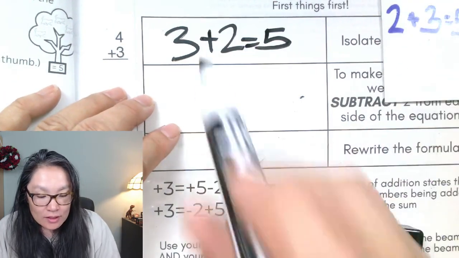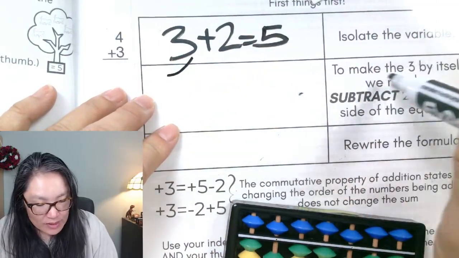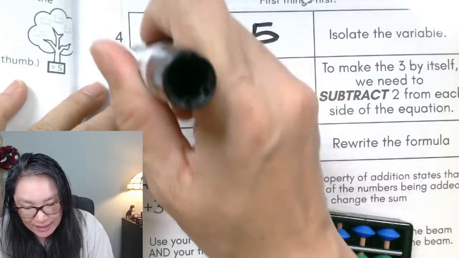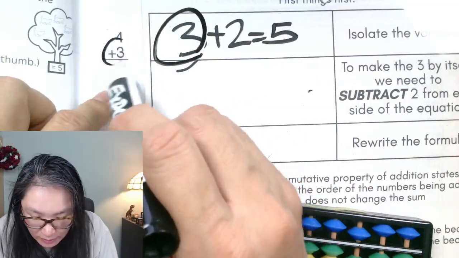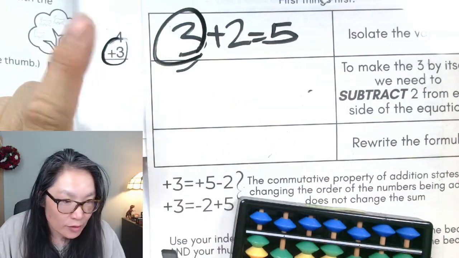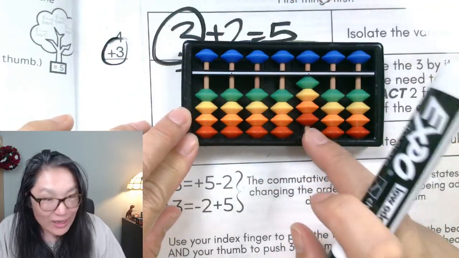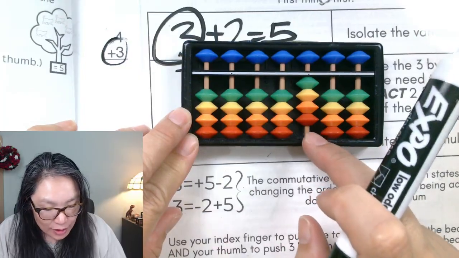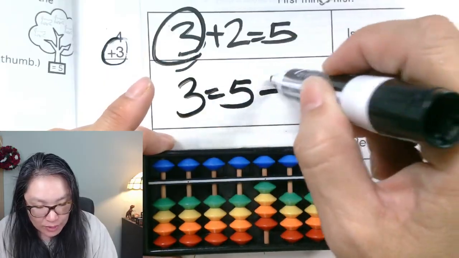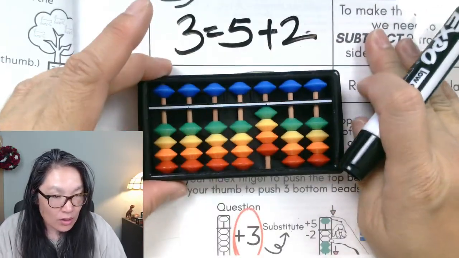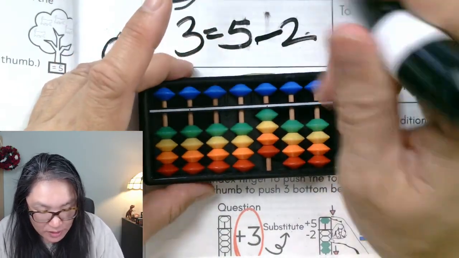Wow. So what we're going to do is we're going to isolate the variable, okay? That means we want to make the 3 by itself. The reason why is because we have this 3 right here. That's why we want to isolate the variable, because we don't have enough beads to add the 3. So I have 4, I want to add 3. To add the 3, I don't have enough. I want to do 3 is equal to 5 plus 2. Does that make sense? Oh, no, not plus 2, minus 2. I need to minus the 2. So I minus the 2.